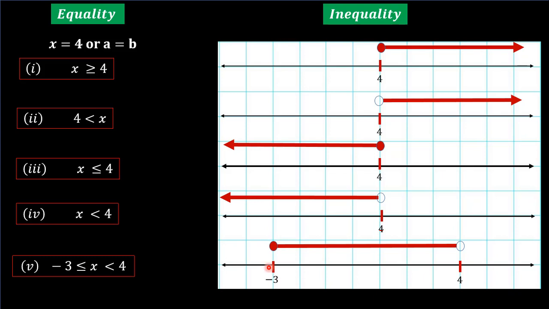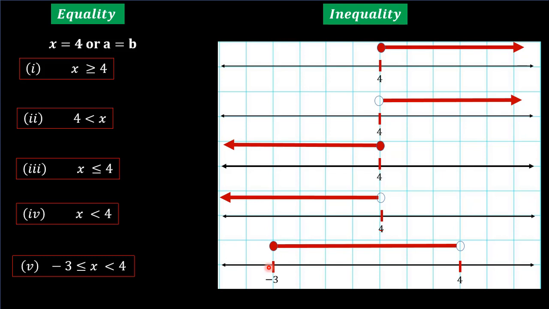-3 is included in the values of x, meaning x can have the value of -3 and greater, but x cannot have the value of 4, only the values that are lesser than 4. So the greatest possible integral value for x in this case would be 3, and the lowest integral value for x would be -3. This is how, students, you have to cope up with the inequalities.